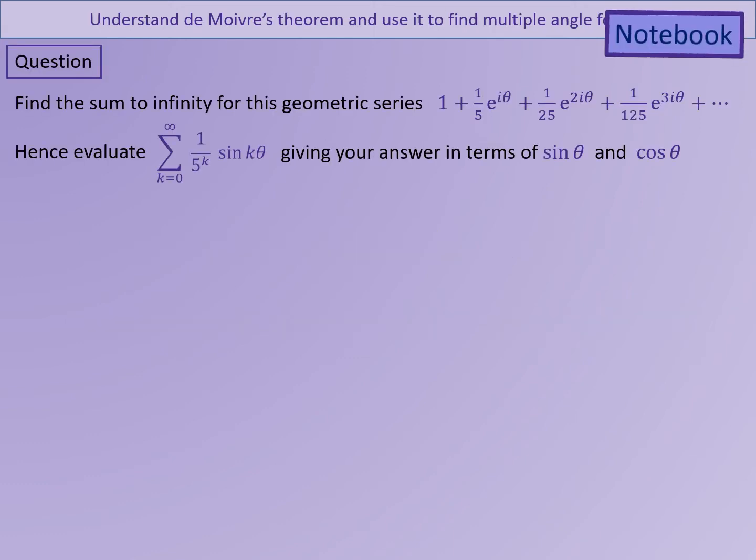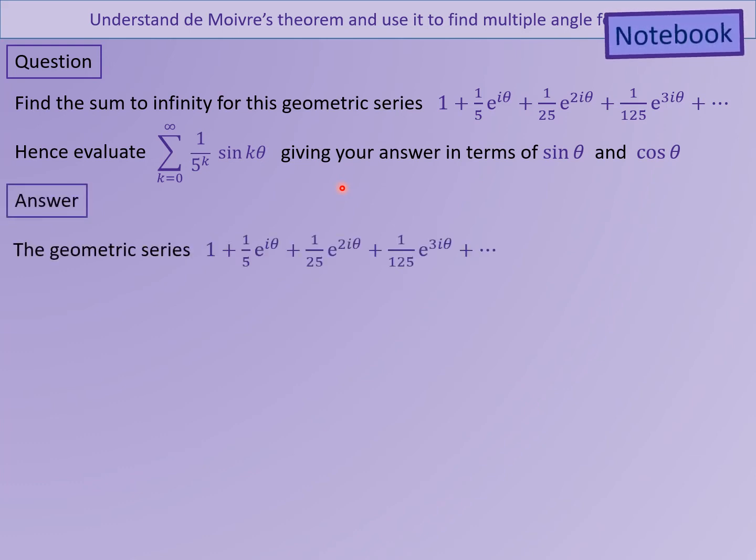Okay, so we're going to look at a couple of examples of how you could potentially use De Moivre's theorem to solve some more complicated questions. The first one we're going to look at is using the sum to infinity. I'll give you an opportunity to write down the question, then we'll have a look at how you go about answering it. So find the sum to infinity of the geometric series, and hence find the answer to that summation in terms of sine theta and cos theta. Just pause there if you need some time to either copy it down or you want to have a go yourself, and then we'll have a look at the solution.